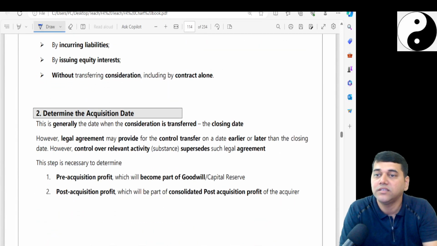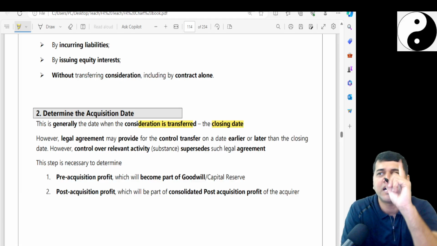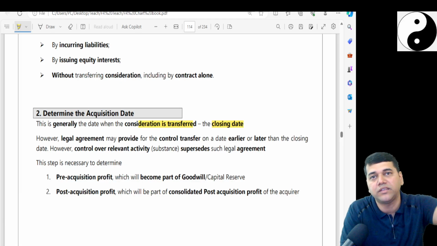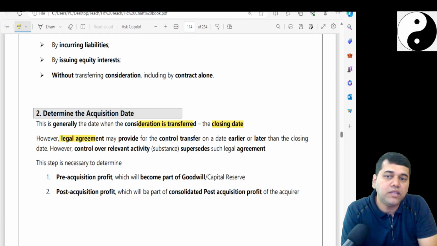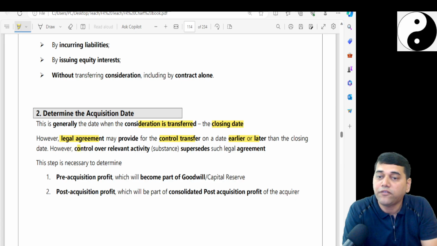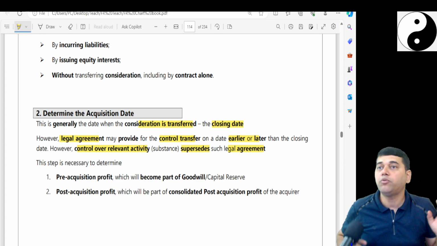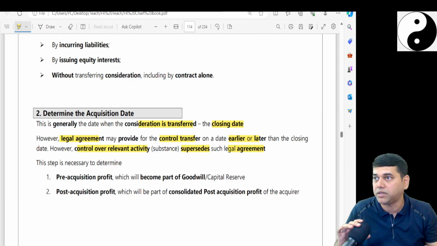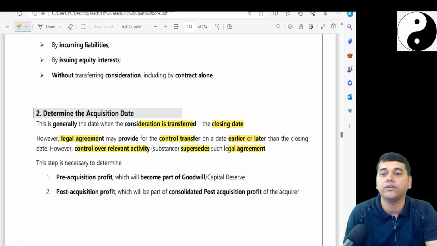Acquisition date. Generally, the acquisition date is considered as the closing date. That means there will be one last date. On that day, whosoever name appears in the demat register, that person will be given the rights, shares or whatever. However, the legal agreement may provide control transfer earlier or later. Therefore, control over the relevant activity supersedes the legal agreement. That means on which day you are able to obtain the control to take the decisions. In the board of directors meeting chamber, there is one chair. On which day you are able to come and sit there? That's the day you acquired.